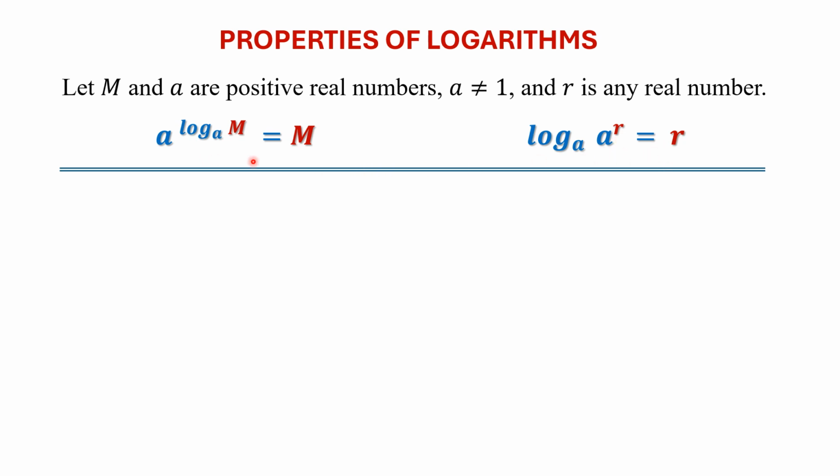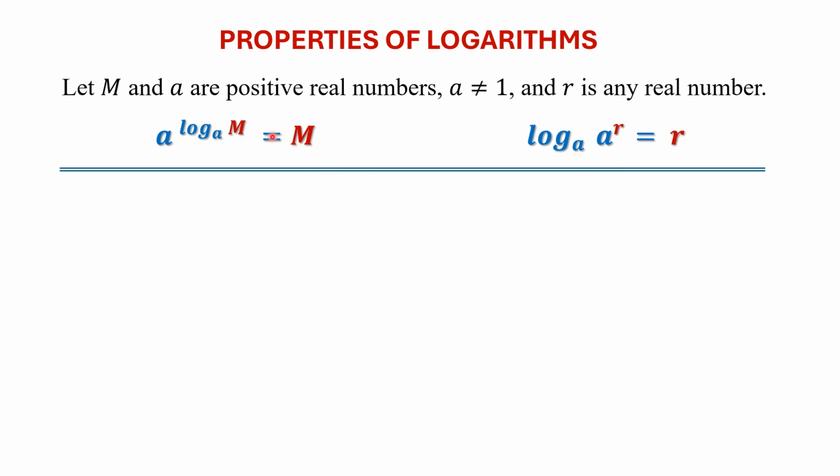For the first property, you will notice that this exponential is with the base a and the power is a log of m with the base a. So they have the same base, so the answer is m. For the second property, this logarithm of a to the r, the expression a to the r is with the base a, and this logarithm is also with the base a. That's why the answer is this power r.